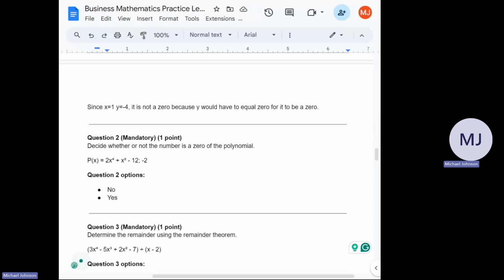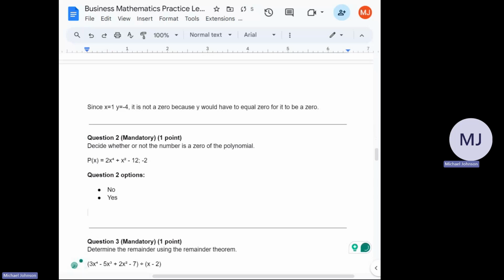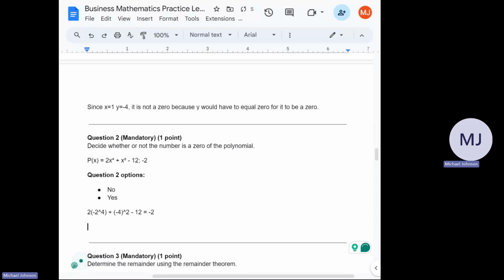So let's try this here to see if -2 is an x-intercept. So 2 times -2 to the 4 plus -4 to the squared minus 12, we get -2. So x equals -2 is not an x-intercept because x equals -2 provides y equals -2.